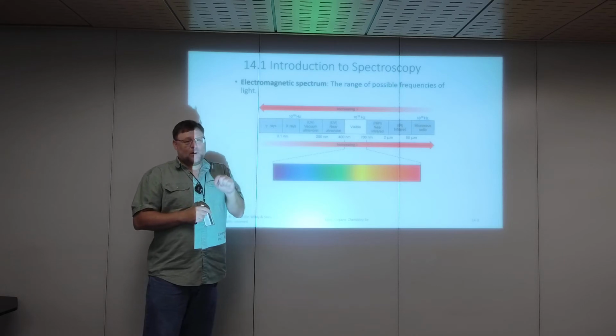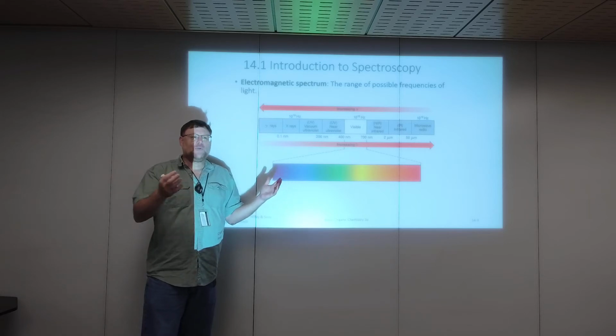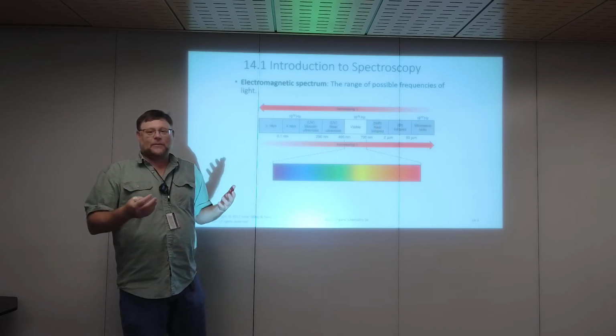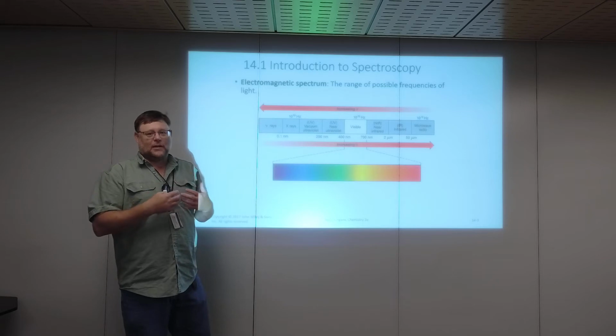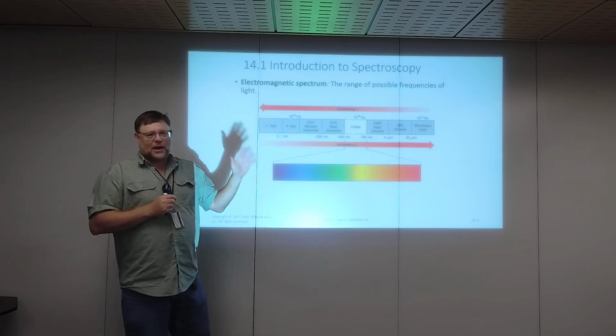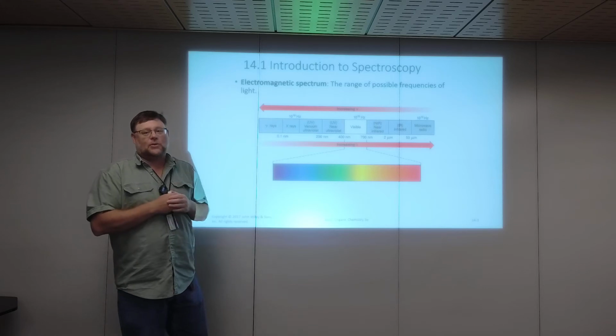But the important thing to remember is that matter can't just absorb any wavelength, right? If you throw a ball at me, it doesn't matter how fast you throw it at me, it's going to bounce off of me. So you can't think about a molecule absorbing light like a ball and a person. If you throw a photon at a molecule, the photon may just pass right through the molecule.